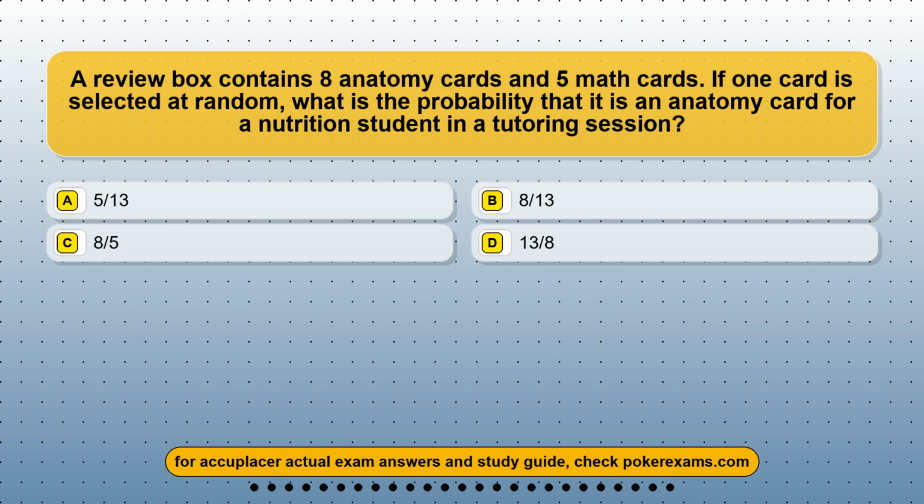Question 23. A review box contains 8 anatomy cards and 5 math cards. If one card is selected at random, what is the probability that it is an anatomy card for a nutrition student in a tutoring session? Option A, 5/13. Option B, 8/13. Option C, 8/5. Option D, 13/8.